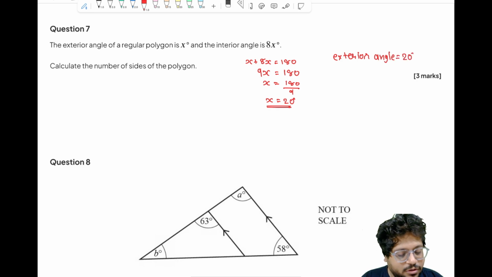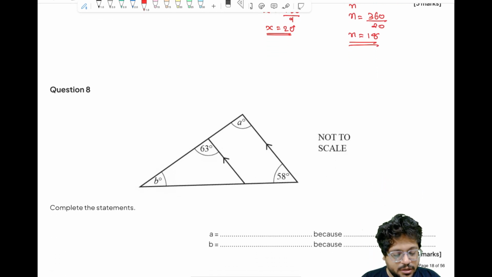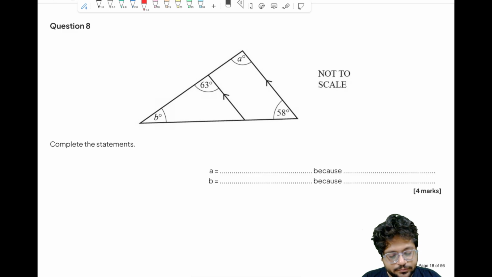Now we don't care about the interior angle, because for a regular polygon we have this formula: measure of each exterior angle is equal to 360 upon n. 360 upon n, and that is given 20. We found 20, so n will be 360 upon 20. So n is 18, so there are 18 number of sides. Clear?